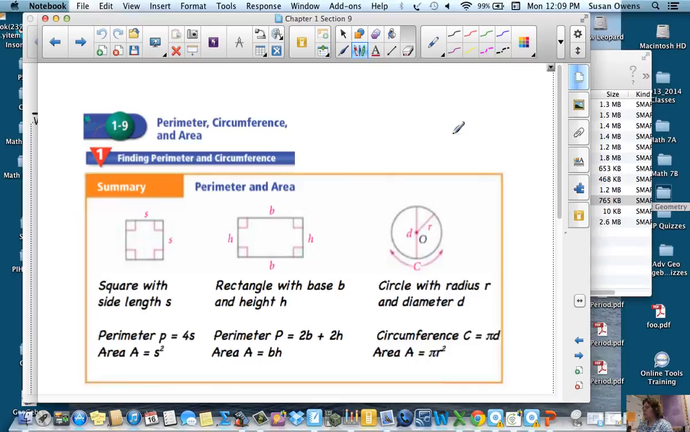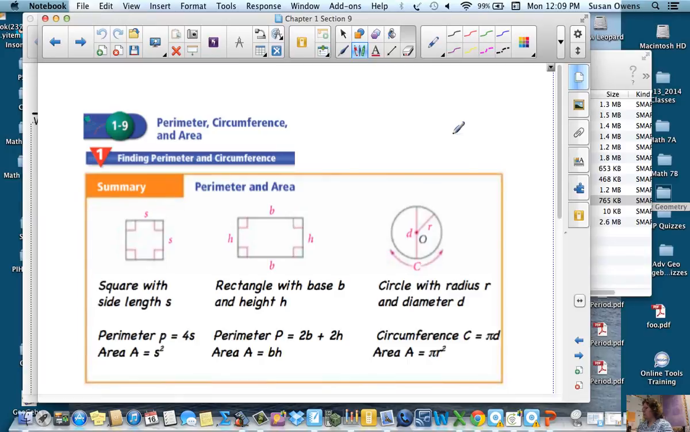If we have a square with side length s, the perimeter is just 4s and the area is s squared. If we have a rectangle with base b and height h, the perimeter is 2 of the bases plus 2 of the heights, and the area is just the base times the height.